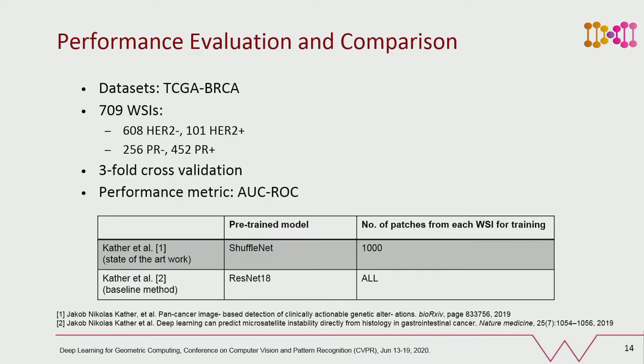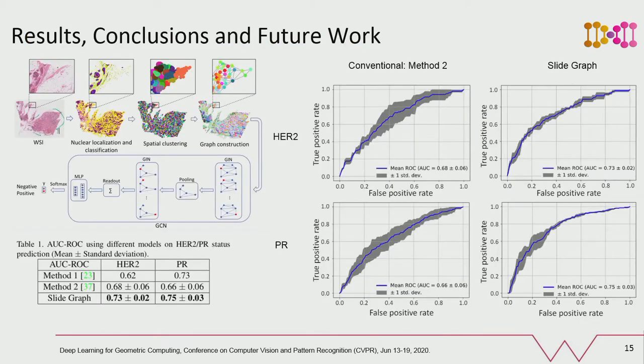We tested the proposed method over a cohort of 709 whole slide images from the Cancer Genome Atlas. We compared the predictive performance of slide graph with a recently published method and our in-house implementation of another classical approach that offered better results than the first method. Our cross-validation analysis shows that the proposed method is able to generalize well in comparison to existing methods and gives better predictions.